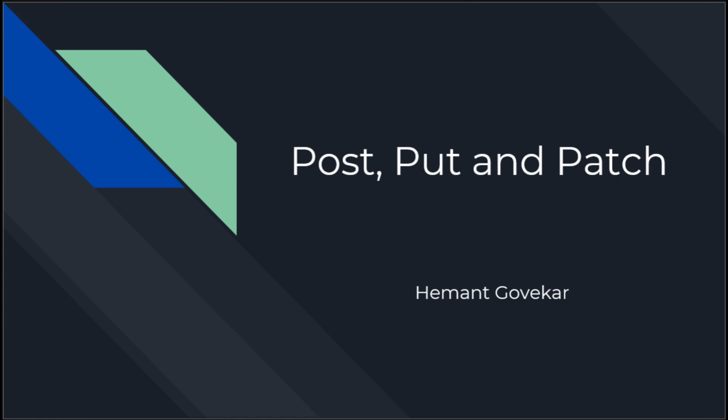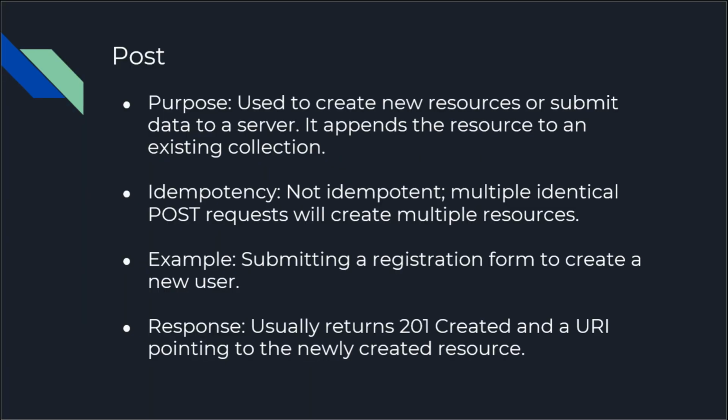So in HTTP, the methods like PUT, POST and PATCH are used to perform operations on resources. Here's a differentiation of their purpose and behavior. First, I'll start with POST. The purpose of POST is to create new resources or submit data to a server. It appends the resource to an existing collection.